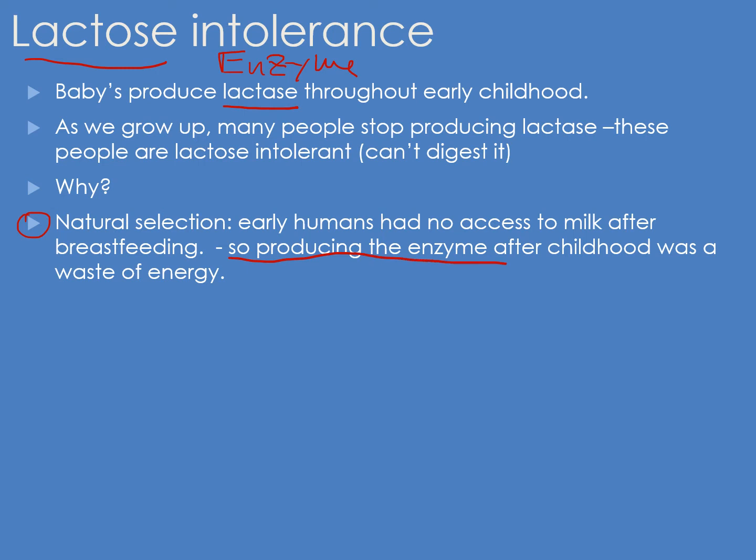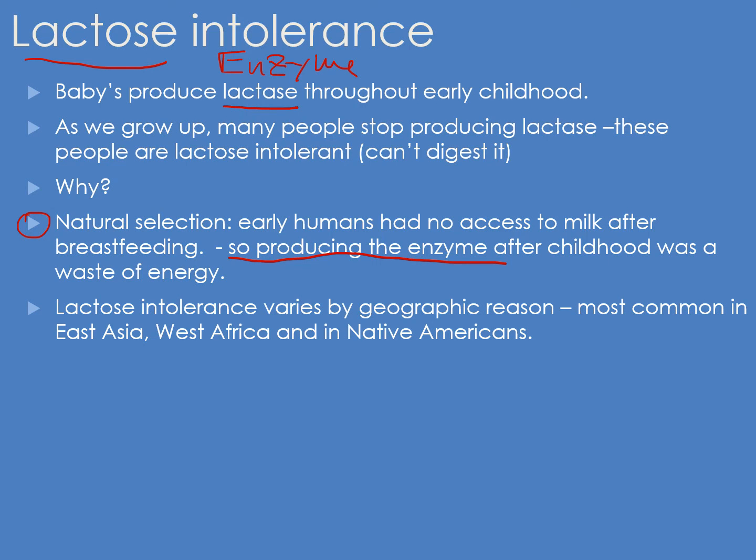And over long periods of time, thousands of years, tens of thousands of years, individuals whose cells are wasting energy producing an enzyme that does nothing, because if the person is not drinking milk, then they have no access to lactose. That's the only place lactose really occurs. It's a waste of energy. So over long periods of time, those individuals were less fit because they were wasting energy producing enzymes that did not contribute to their survival and reproduction, and thus the passing on of those genes.